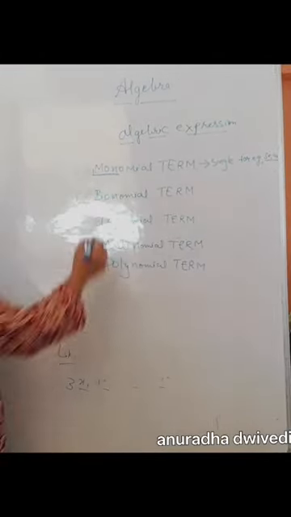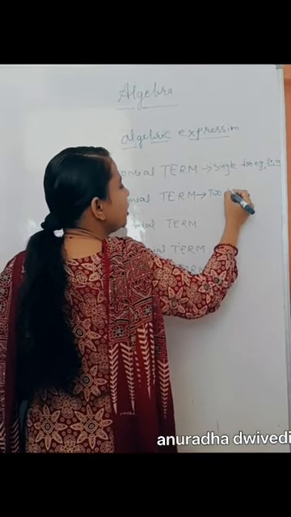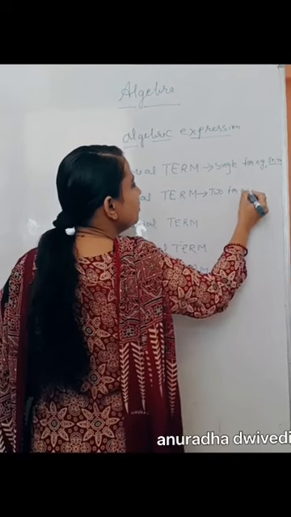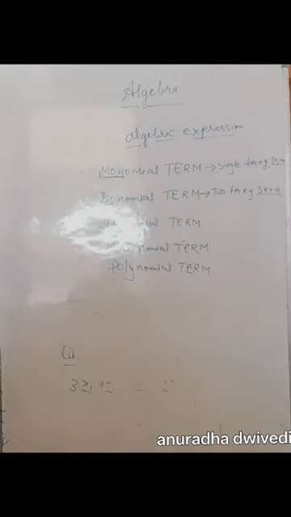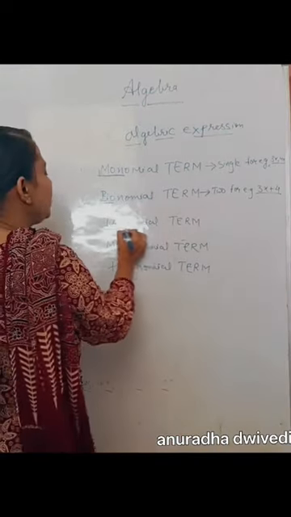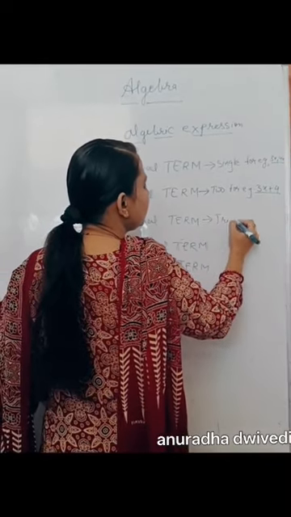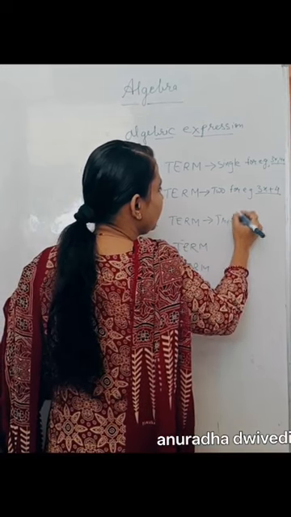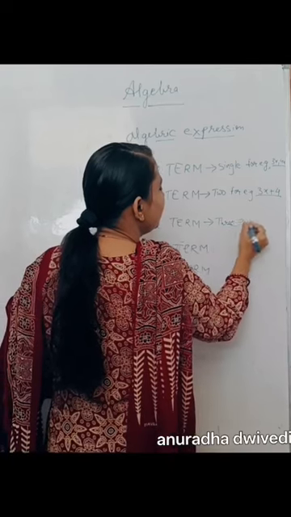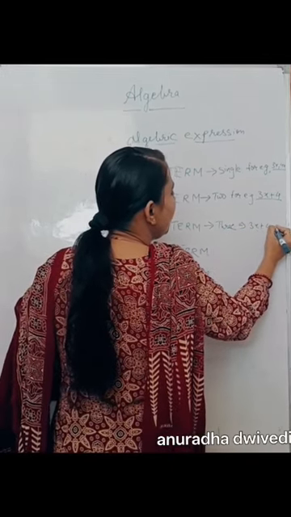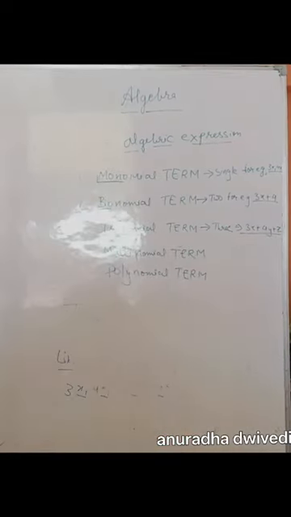Now we are coming to bi. Bi means two terms. For example, 3x plus 4 is called a binomial term. Now we are coming to trinomials. Tri means 3. That is 3x plus 4y plus z. That is called a trinomial term.